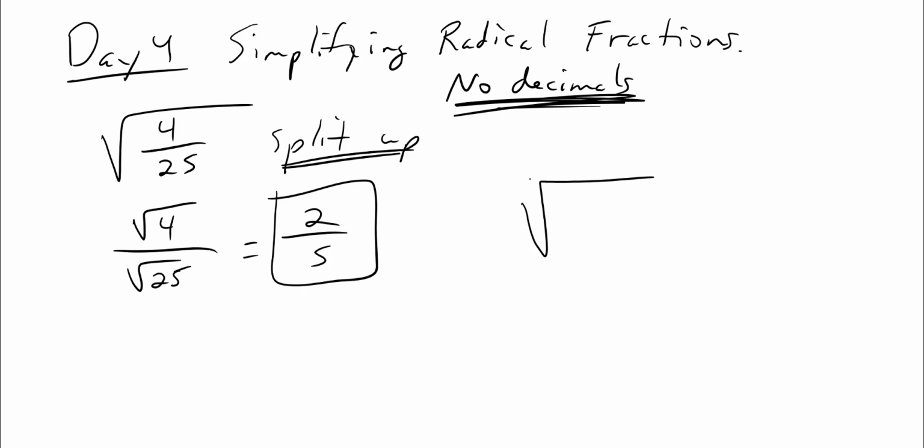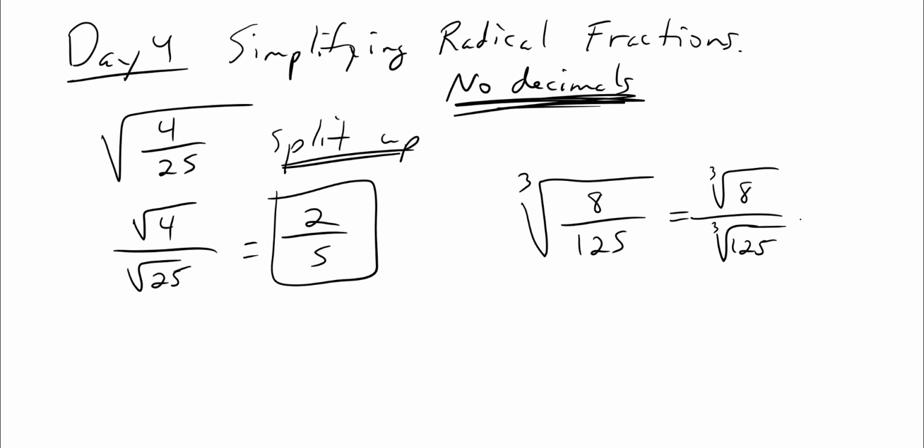How about a cube root? Let's do the cube root of 8 over 125. Once again, you're going to use your calculator. If it's a cube root or even a square root, you can hit the square root button like in the first problem, or you can hit the cube root. We rewrite this as the cube root of 8 over the cube root of 125, and you put that in your calculator and you get 2/5. It's really easy.